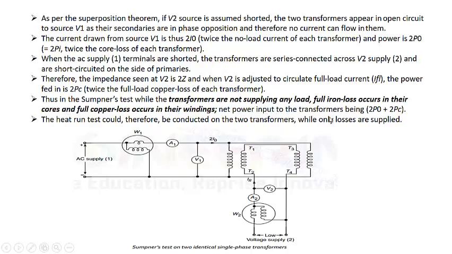Therefore, the net power to the transformers is twice P naught plus twice Pc, that is, only the losses. The heat run test could therefore be conducted on two transformers while only supplying the losses, not the actual loading.